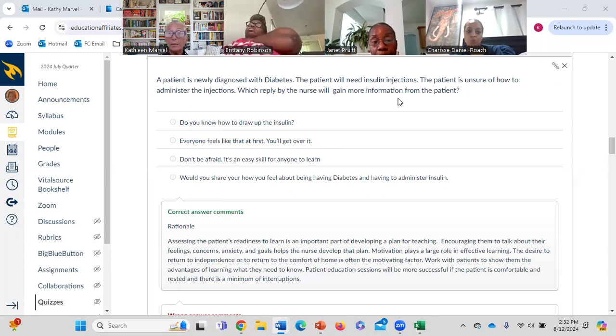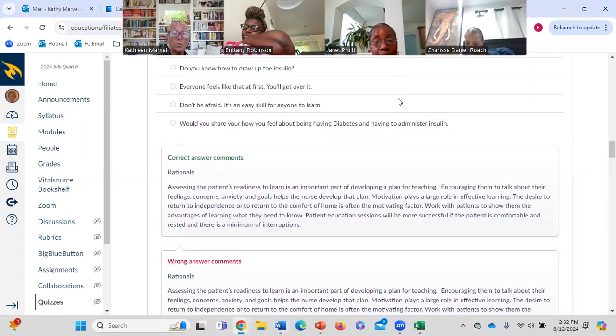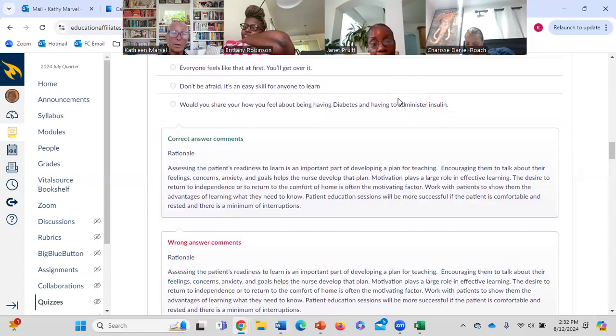Maybe they're totally flipped out and aren't going to be able to hear what you say until you do a few things prior to that. It's important to know how they're feeling. You'll get a good feel for what kind of education plan you're going to need to develop. So, would you share how you feel about having diabetes and going to administer insulin? Important. So that's what the rationale says. Assessing the patient's readiness to learn is an important part of developing a plan for teaching. Encouraging them to talk about their feelings, concerns, anxiety, and goals helps the nurse develop that plan, right?